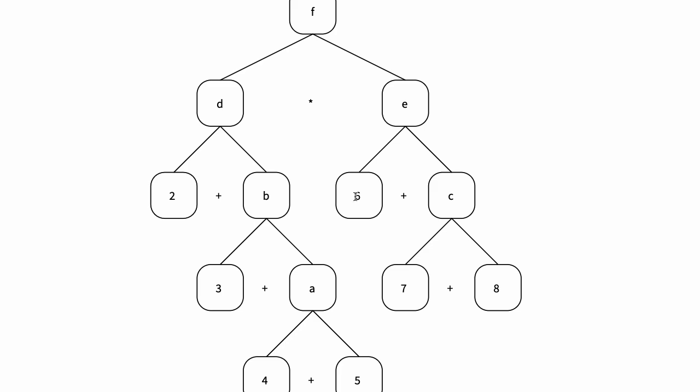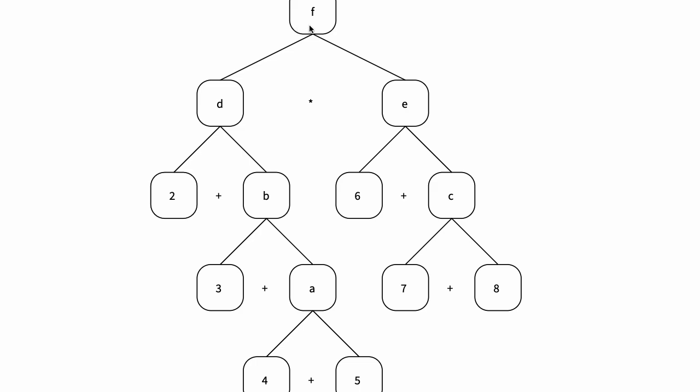We can see that e is equal to 6 plus c. And c is equal to 7 plus 8. So c is equal to 15. Then e is equal to 6 plus 15, or 21. Thus f is equal to 14 times 21, or 294.